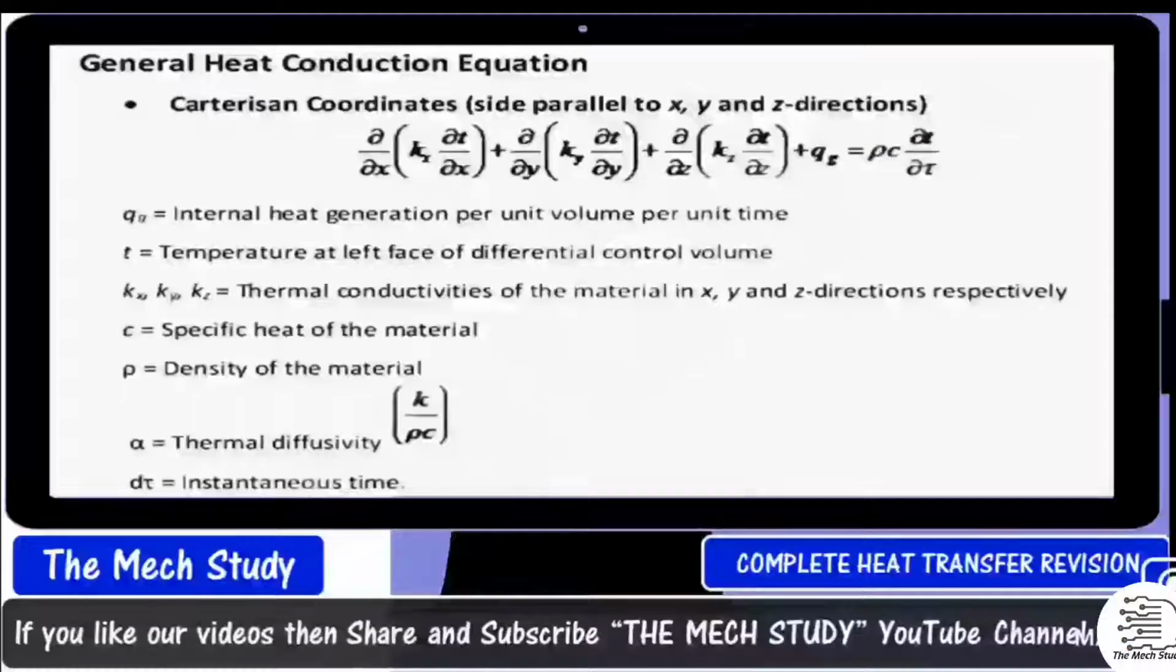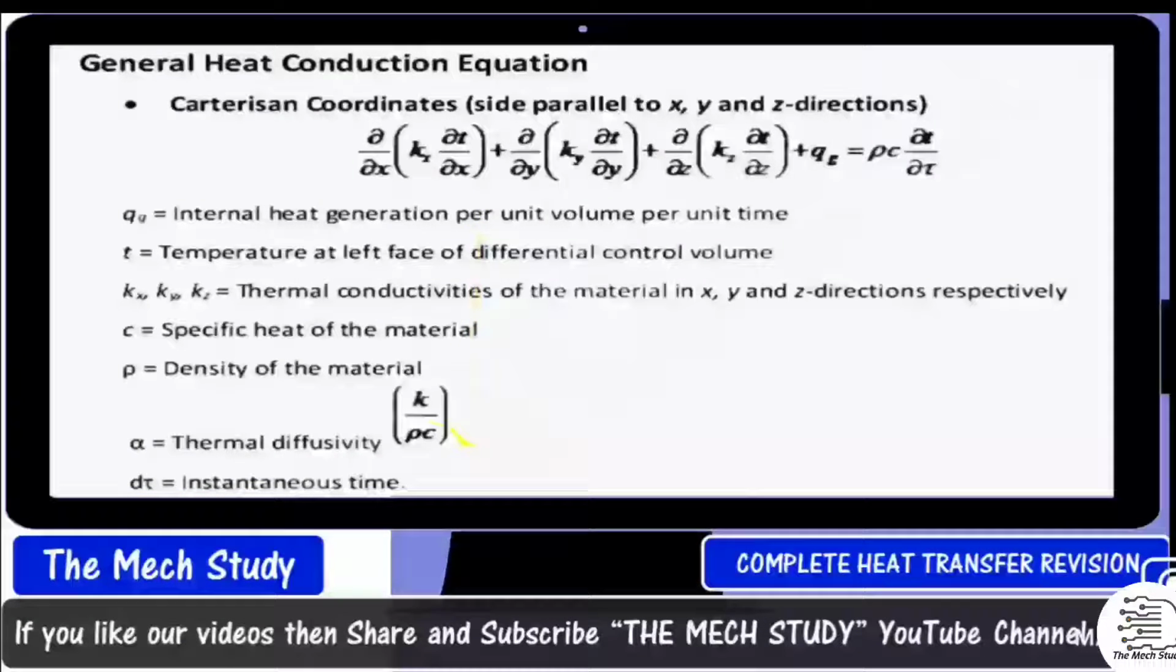So just remember all these terms first. qg is the internal heat generation per unit volume per unit time. T is the temperature at the left face of a differential control volume. kx, ky, kz are the thermal conductivity of the material in the x, y, z directions respectively. c is the specific heat of the material, rho is the density of the material, and alpha is the thermal diffusivity, which is k upon rho c. And ∂T/∂τ is the time dependent term, the instantaneous time.